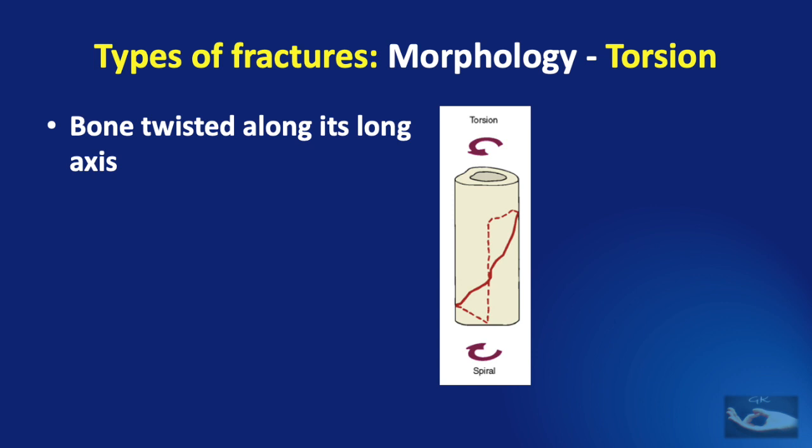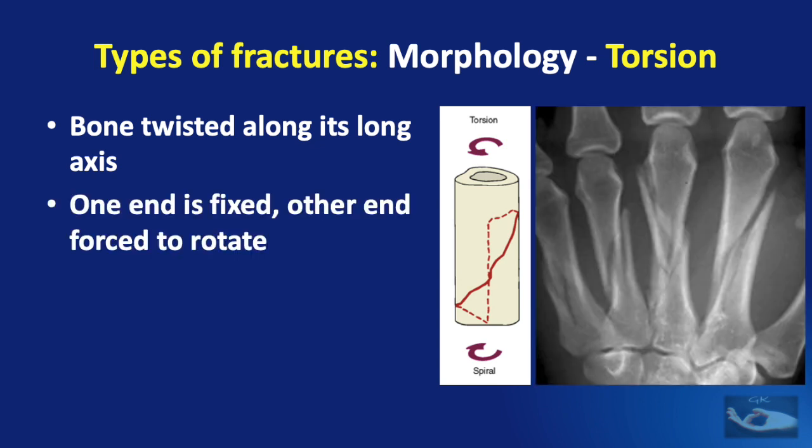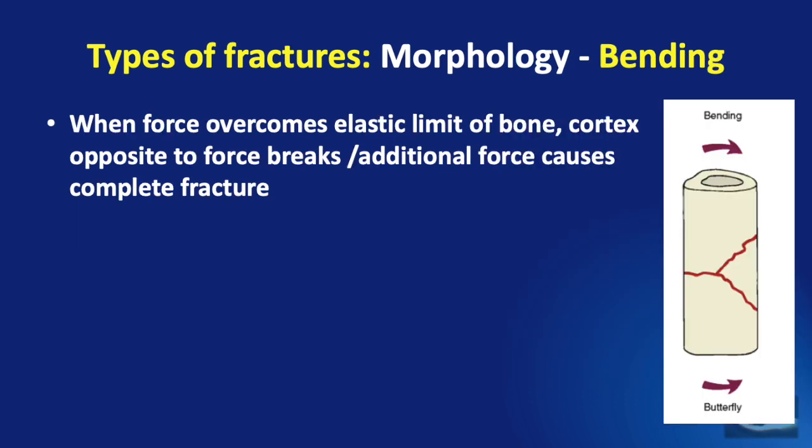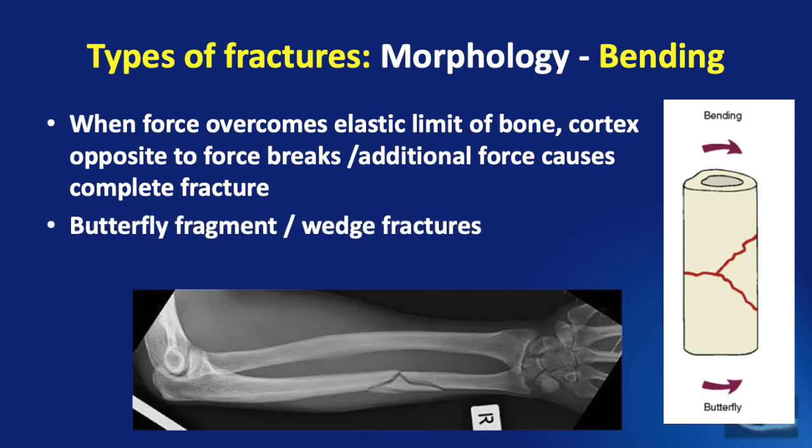If, on the other hand, the bone is twisted along its long axis, that is, a torsion force, one end of the bone being fixed, the other end is forced to rotate and ends in what is known as a spiral fracture, which is shown in this example of spiral fractures on the metacarpals. When a bending force is applied which overcomes the elastic limit of the bone and the cortex opposite to the force also breaks, with an additional force causing complete fracture, a butterfly fragment or wedge fracture develops, as in this example of wedge fracture of the ulna.